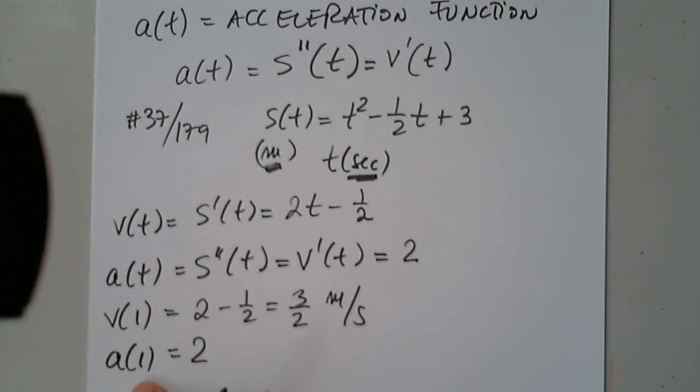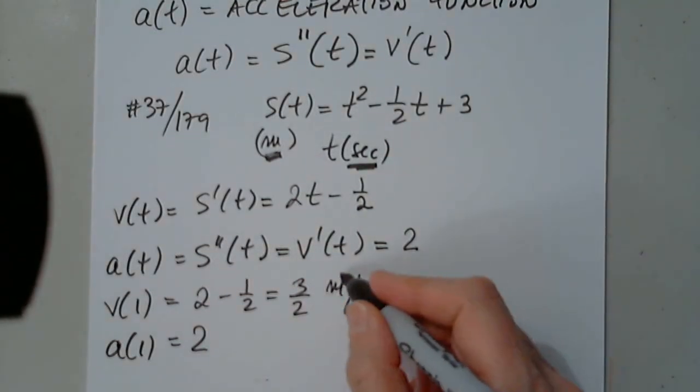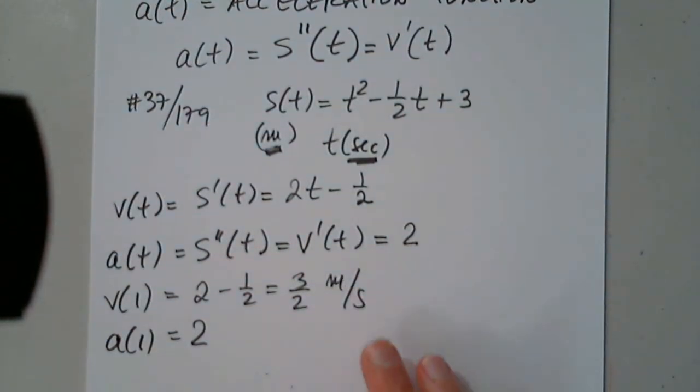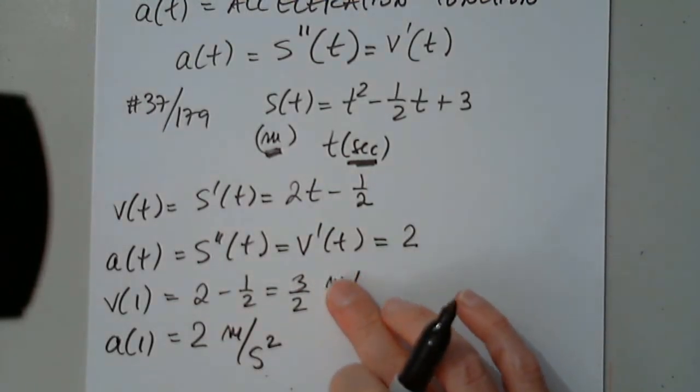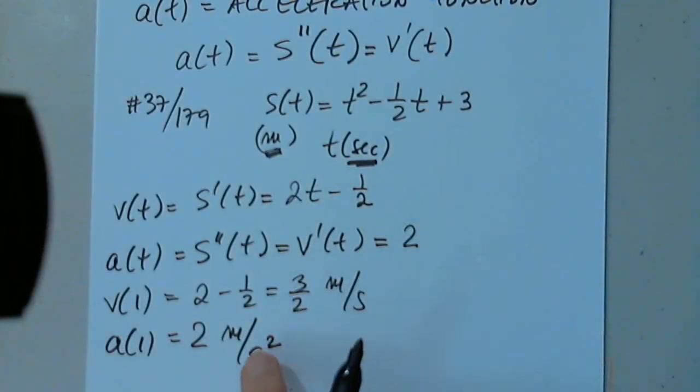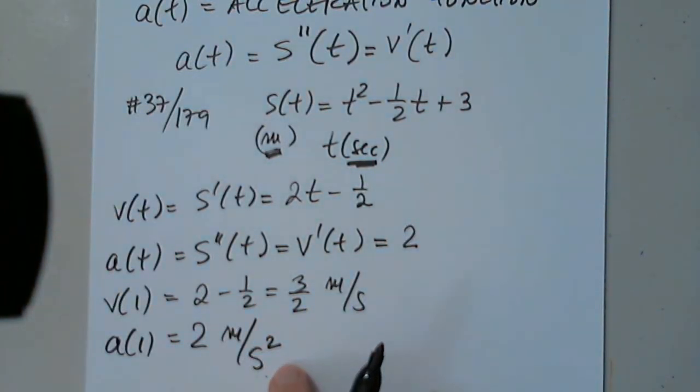When t is 1, a of 1 is 2. What is the measurement unit? It cannot be meters per second, because that's already for velocity. Meters per second squared. Awesome. It's this over second, that's why it's meters per second squared.